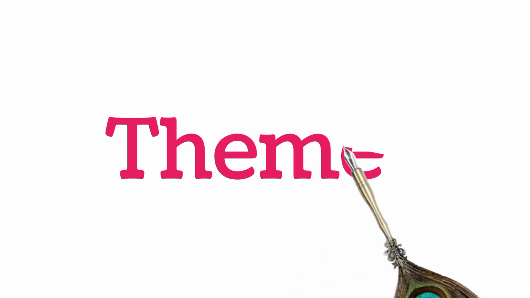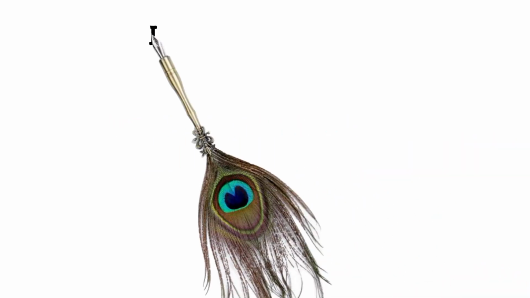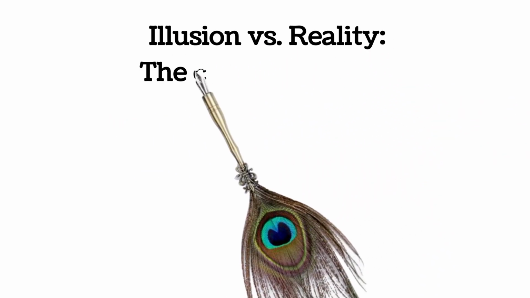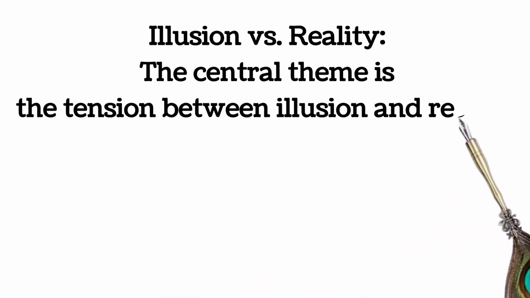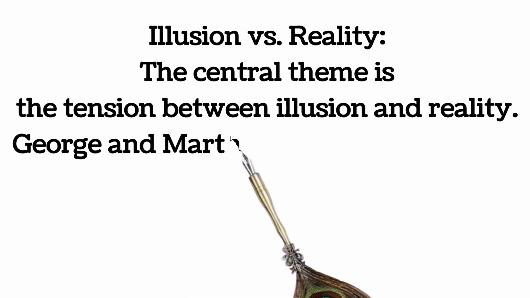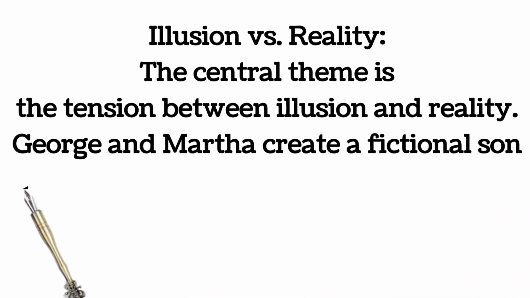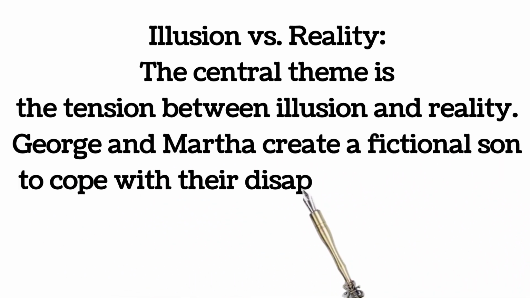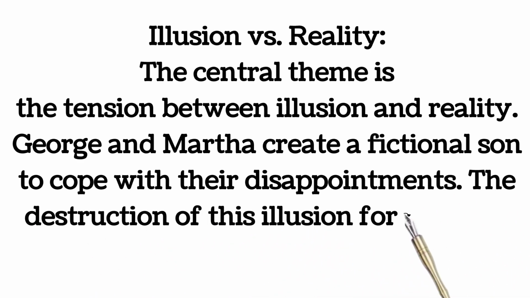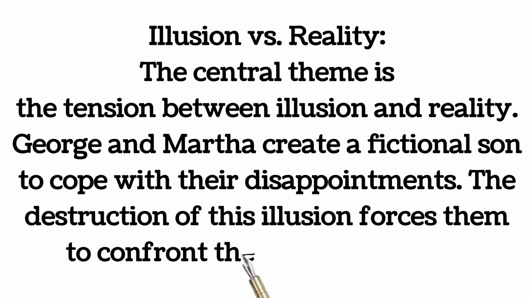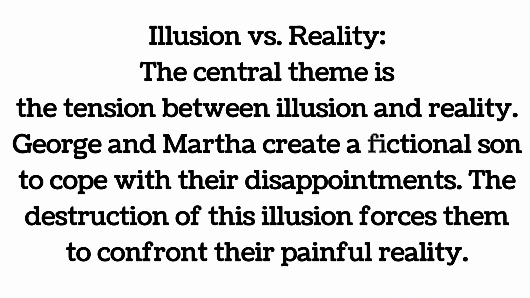Themes. Illusion versus reality. The central theme is the tension between illusion and reality. George and Martha create a fictional son to cope with their disappointments. The destruction of this illusion forces them to confront their painful reality.